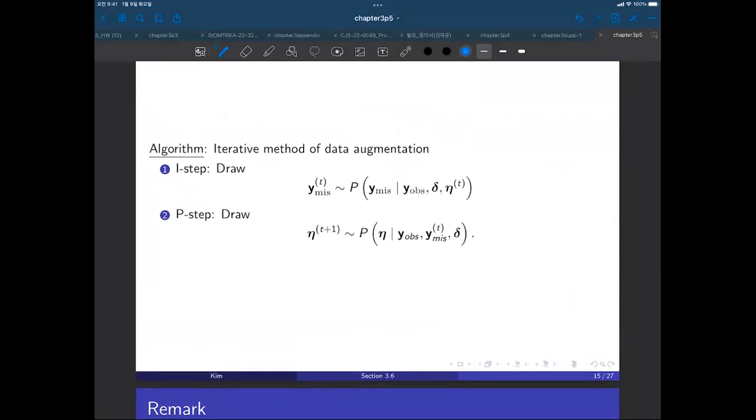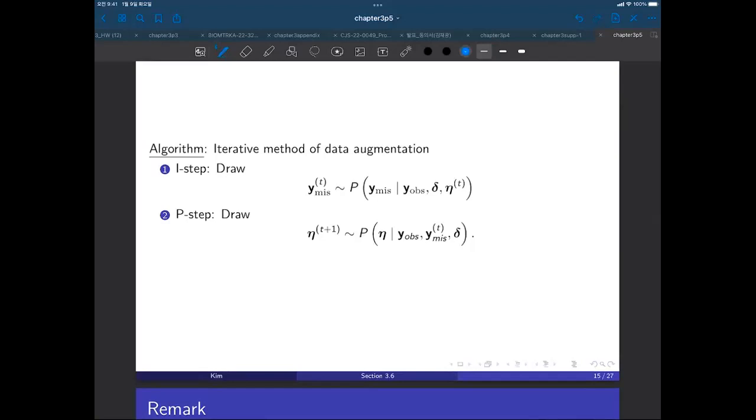With this algorithm, let's say I want to approximate the expectation of y given the observed data and delta, so we have the predictive distribution. Then I will use the I-step samples to do some Monte Carlo, and ignore the other step. So that is actually the idea of multiple imputation.